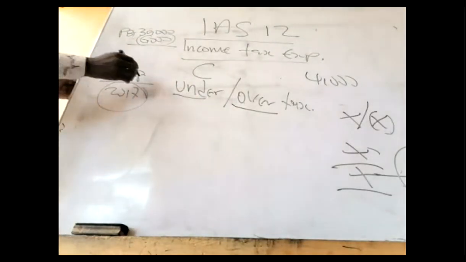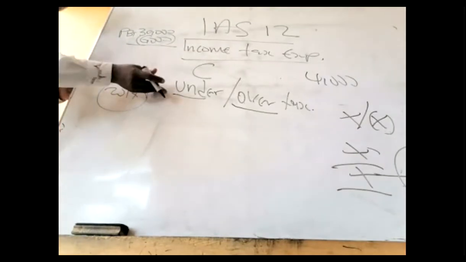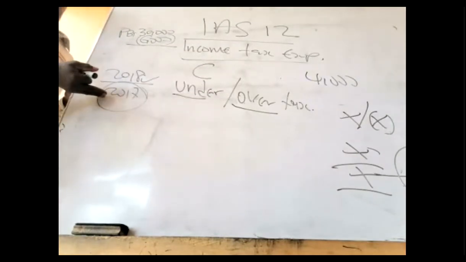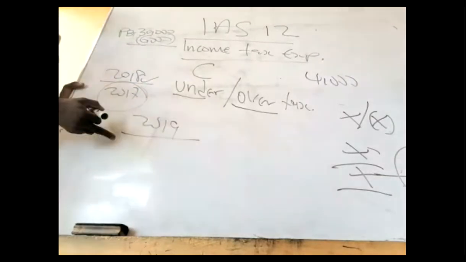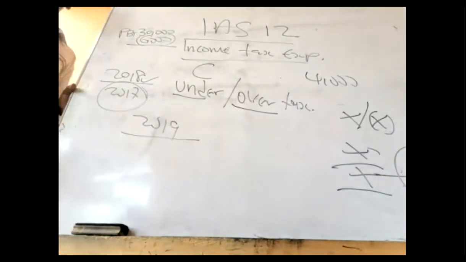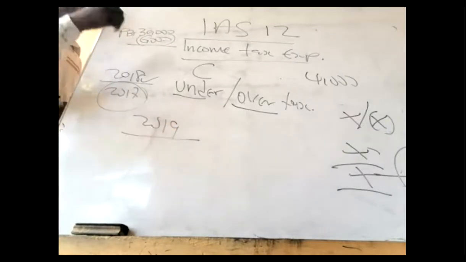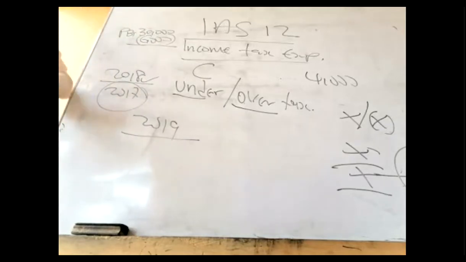So if I'm reporting for 2018, the under and over will be for what? 2017. If I'm reporting for 2019, the under and over will be for what? 2018. So now, check the year in question carefully. If the year in question is 2019, but they are giving you the previous year's tax information, it just helps you to calculate under or over. It ends there.